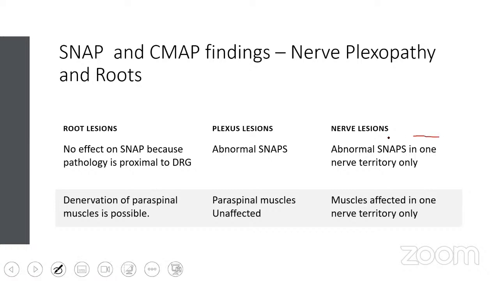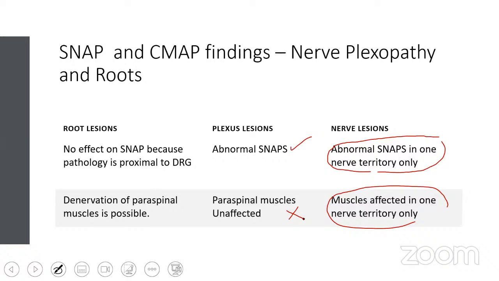So nerve lesions, as I said earlier, have abnormal SNAPs in one nerve territory only. Muscles are affected in one nerve territory only in nerve lesions. In plexus lesions, because it's postganglionic, SNAPs are abnormal, and paraspinal muscles are not affected. In root lesions, there is no effect on the SNAP because the pathology is proximal to the DRG, dorsal root ganglion, that is preganglionic.